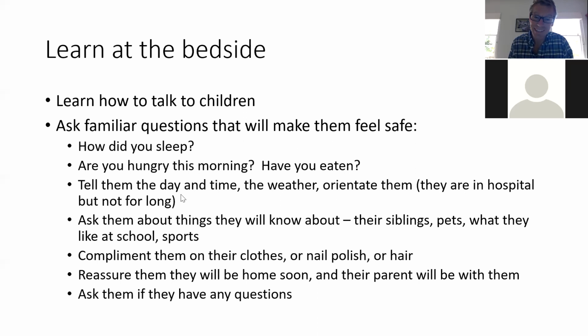Ask them about things you think they know about, right? All children, as they get to the age of 3 or 4 or 5, know about their brothers and sisters, so I ask them about their siblings. Do you have brothers or sisters at home? And if they do, then you can ask them, are they bigger than you or smaller than you? What are their names? Most children at 4 or 5 or older, of course, can answer those questions. It shows you're interested in them as a person, and it helps to put them at ease. Or you might ask them about their pets, or what they like at school or sports, if they're older children, for example.